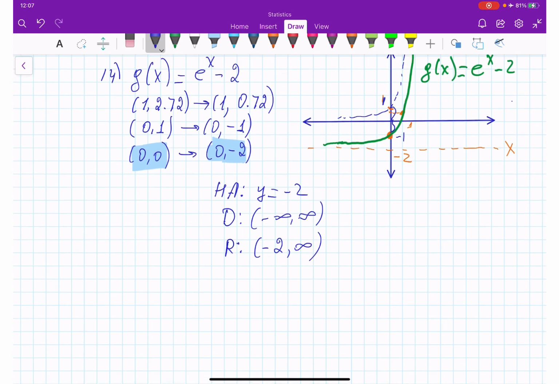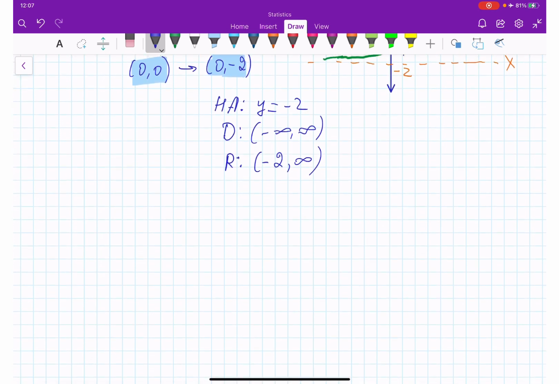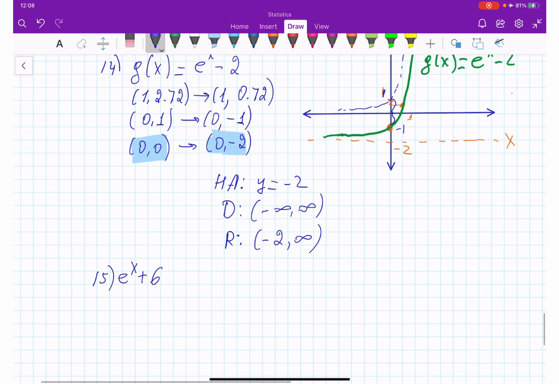Question number 15. E to power x plus 6. Let's see. Moving again, same points. 1, comma, 2.72. Now we are doing shifting by y up. And then we have 0 and 1. And we have 0 and 0.